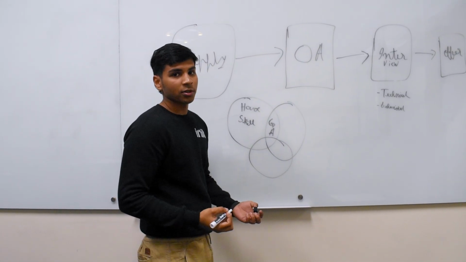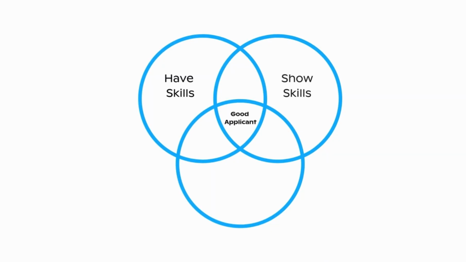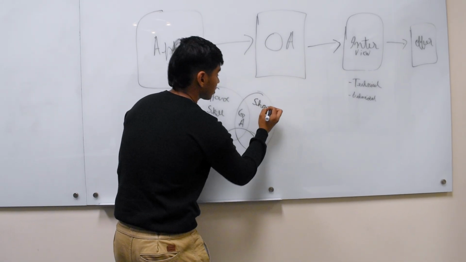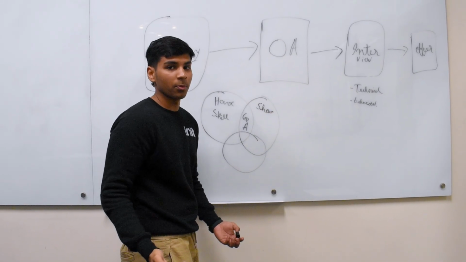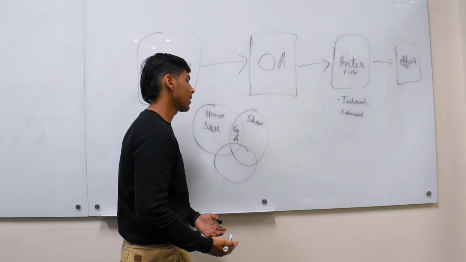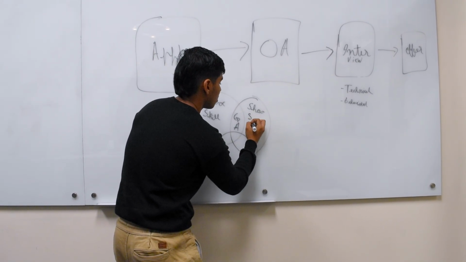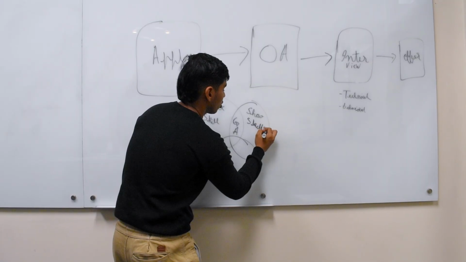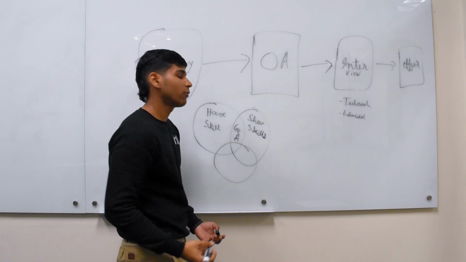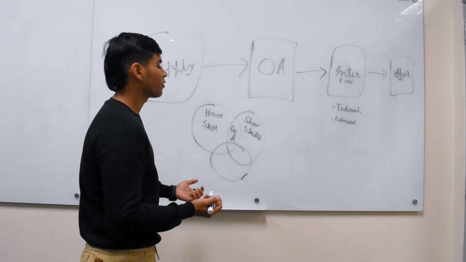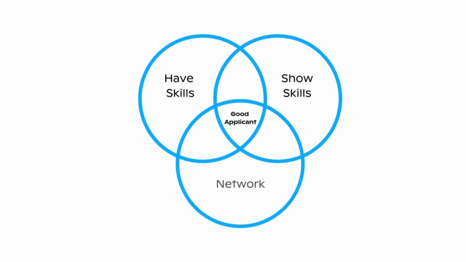The second part of the process is showing that you have those skills. Having skills is a really good thing, but you need to show other people that you have those skills to actually get internships and jobs. You can do this through making projects, putting them on your resume, and talking to recruiters, telling them what you've done. The third part of being a good applicant is networking.